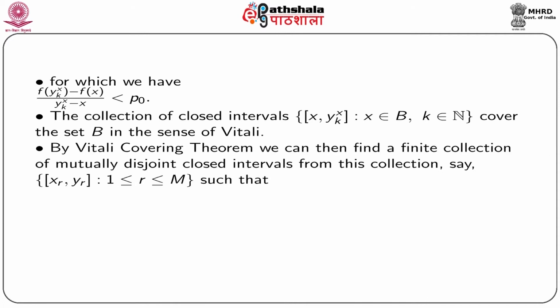So, again we can apply the Vitali covering theorem, and by the Vitali covering theorem we can find a finite collection of mutually disjoint closed intervals from this collection, say [x_r, y_r], where 1 ≤ r ≤ M, such that mu star of (B minus the union over r = 1 to M of [x_r, y_r]) is less than epsilon.